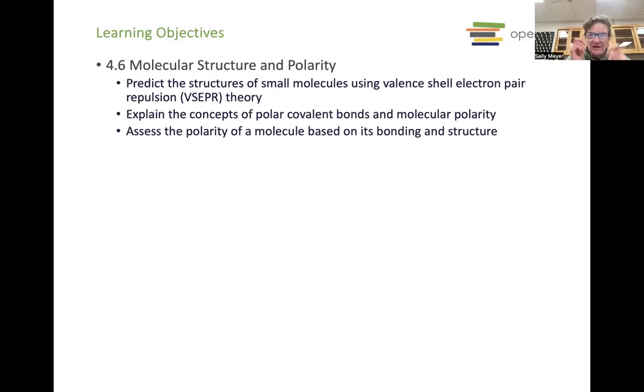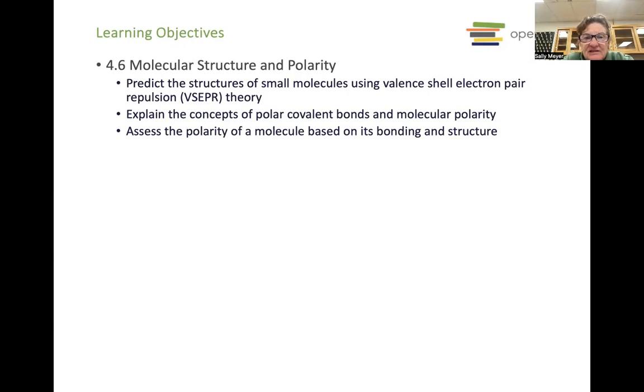So whether or not a molecule is polar is going to be super important when we think about its properties as a bulk system. So we want to be able to predict the structures of small molecules using valence shell electron pair repulsion theory. And all that means is that electrons are all negative, and so they want as much space as possible. They repel each other. So we're going to give the molecule geometries such that all those electrons around central atoms can be as far apart as possible because they repel each other.